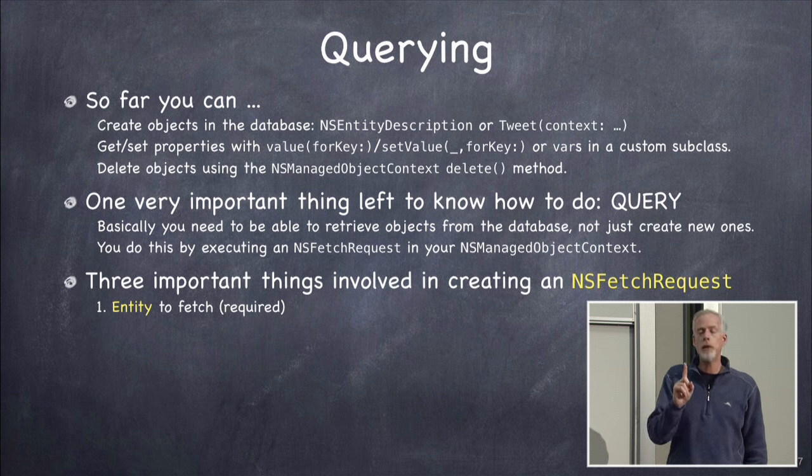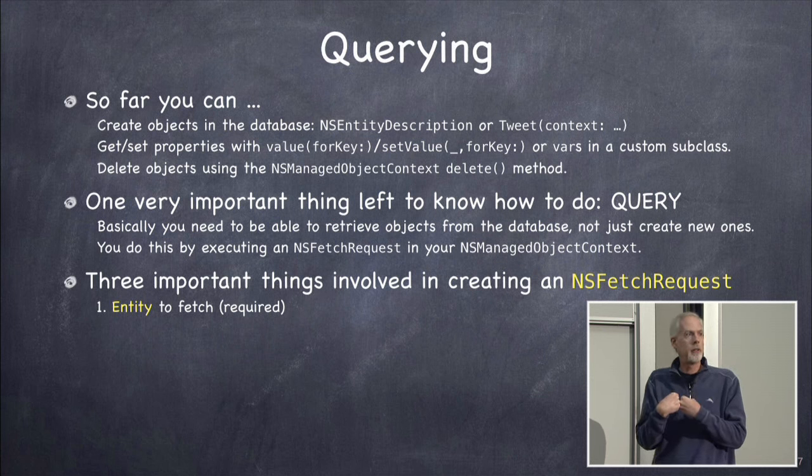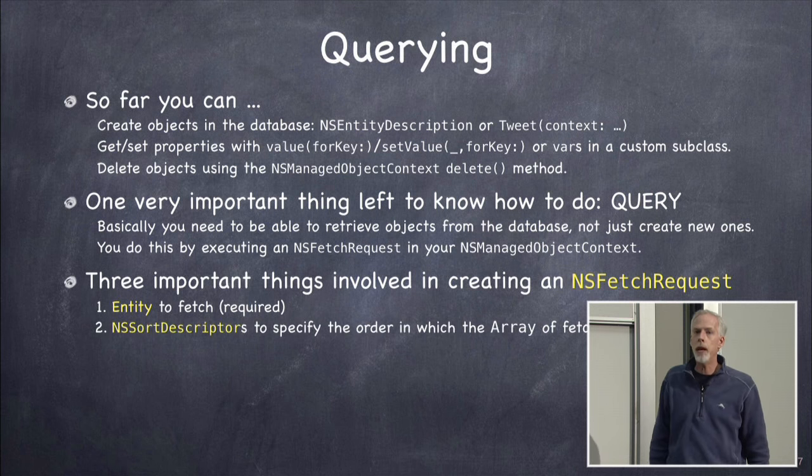There's no such thing as a fetch request that will give you some tweets and some Twitter users. A fetch always gives you all tweets or all Twitter users. Make sense? So that's the number one thing: we're going to create the fetch request, and it will be a fetch request for a very specific entity, and it will only be able to fetch those entities.